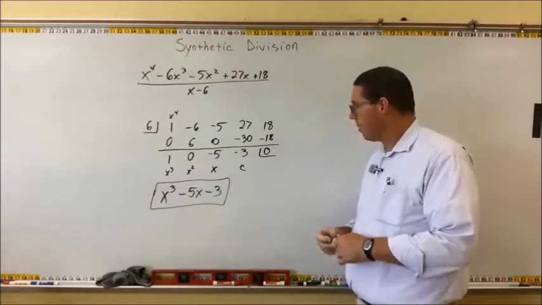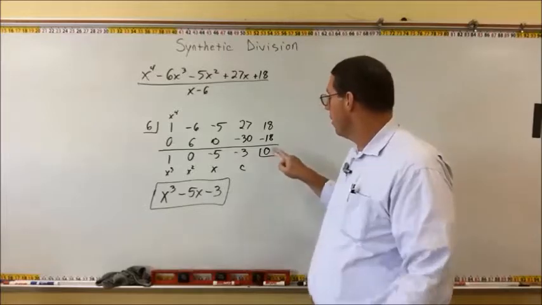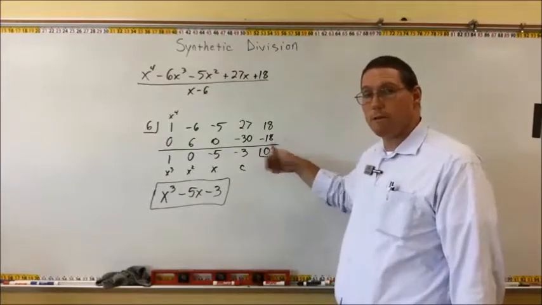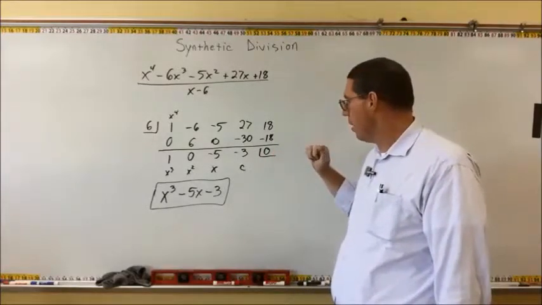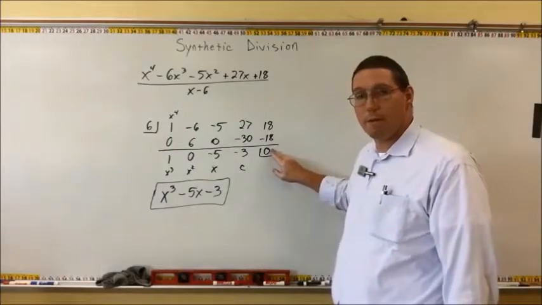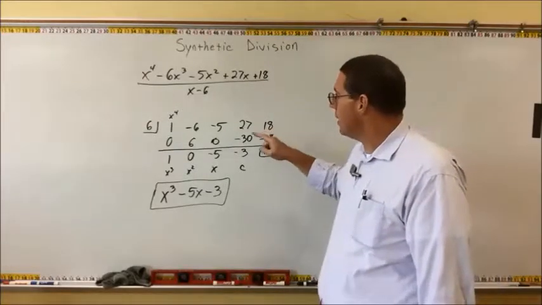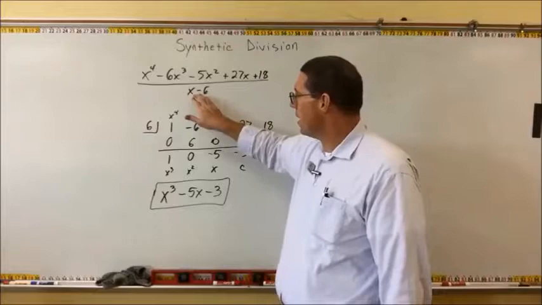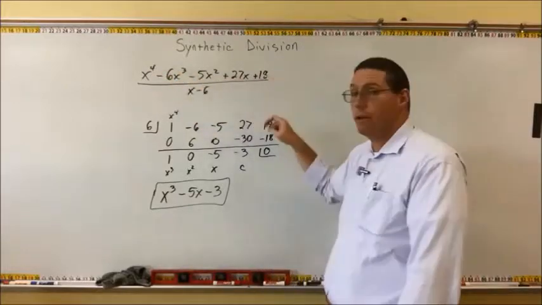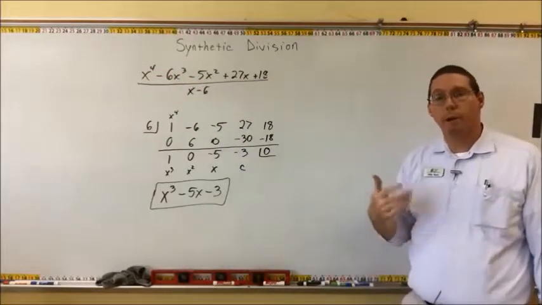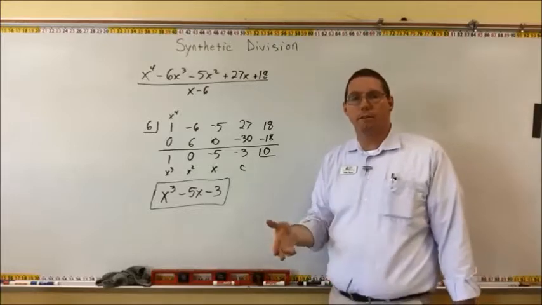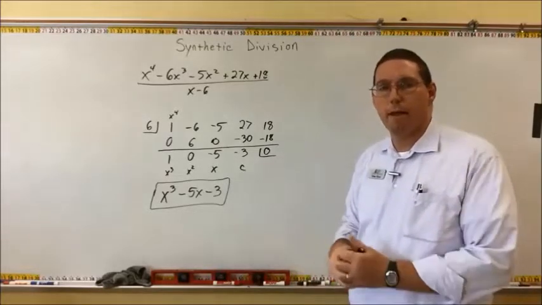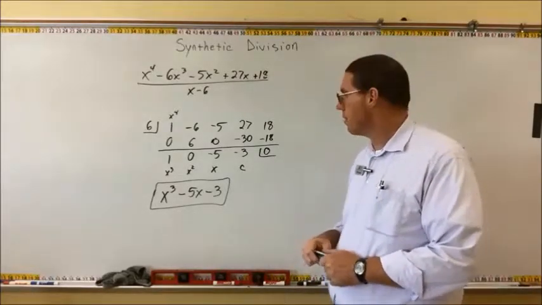And I want you to notice something. Because the remainder is 0, remember I said this, I think, in the last video? Because the remainder is 0, that means that x minus 6 must be a factor of this polynomial. We're going to get to that at a later time, but I want to keep saying it to you so you hear it a couple times before I teach you that particular lesson.